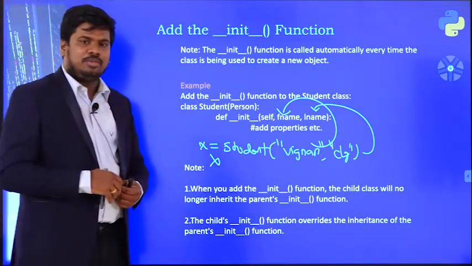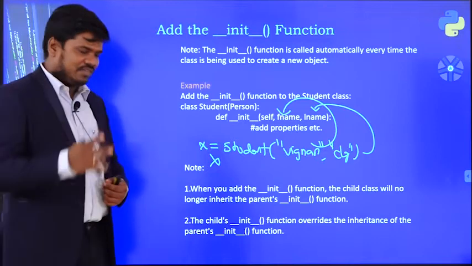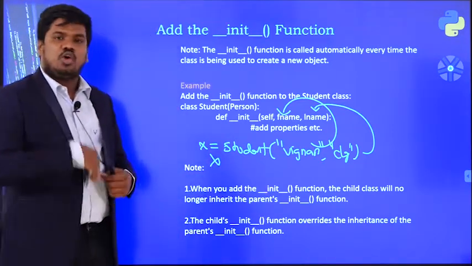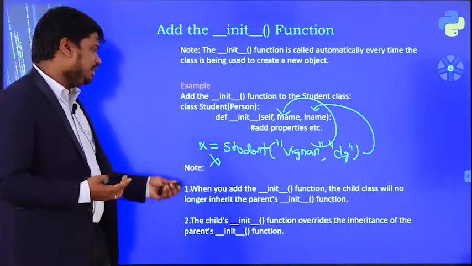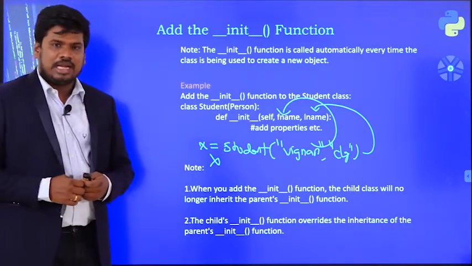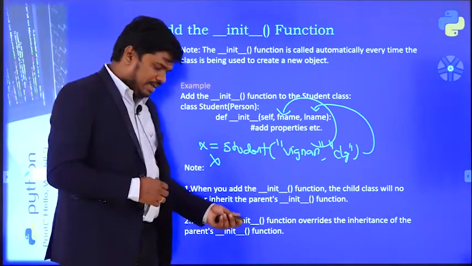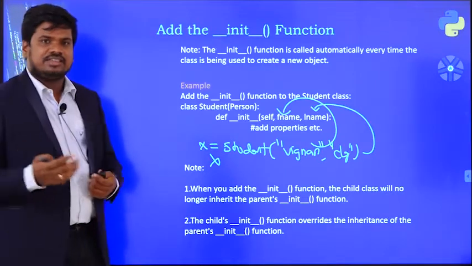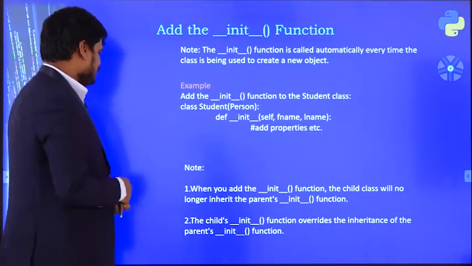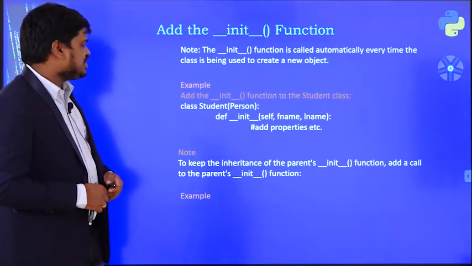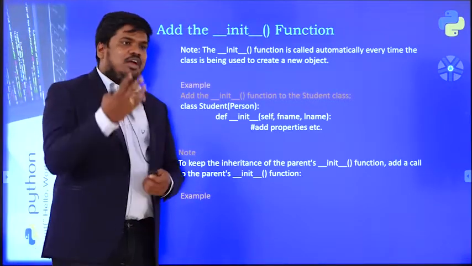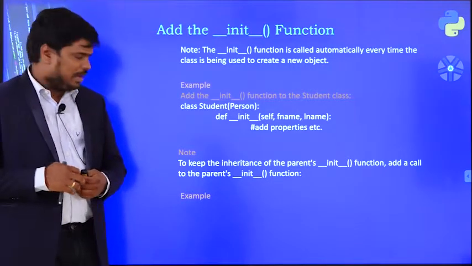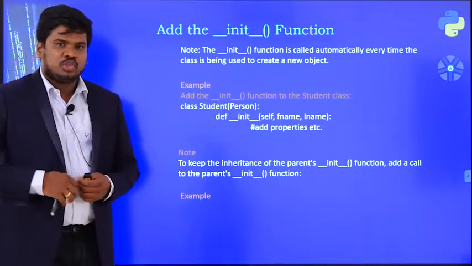Here we have to remember two important things. The first one is, when you add the init function in the child class, the parent init will no longer be inherited. That means the parent init method will be overridden in the child class. This is a very important point, and you have to remember this one. Coming to the next one, suppose I have a requirement: I am interested in calling the parent's init method. So how to do it?